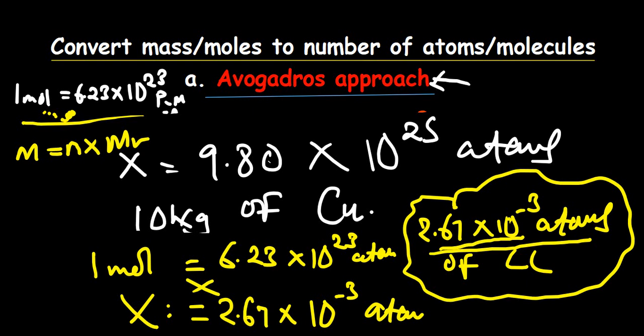All right, so that's how you use the Avogadro's constant. Any questions here before we go to the atomic mass unit approach?